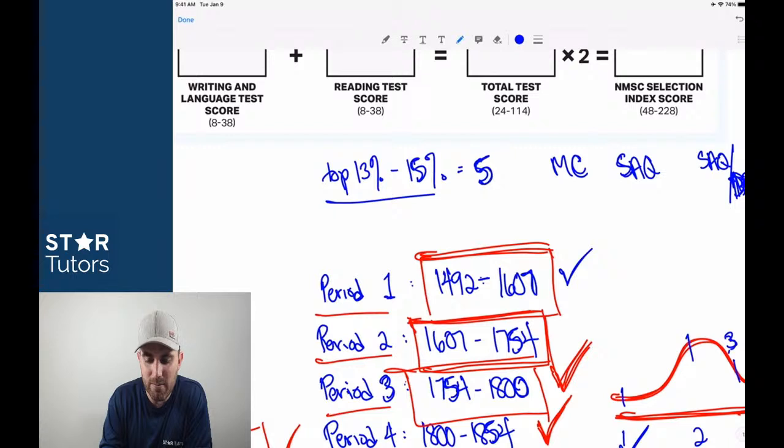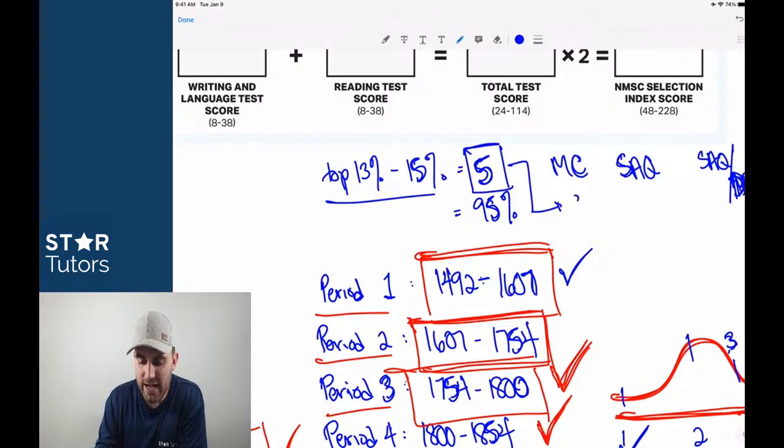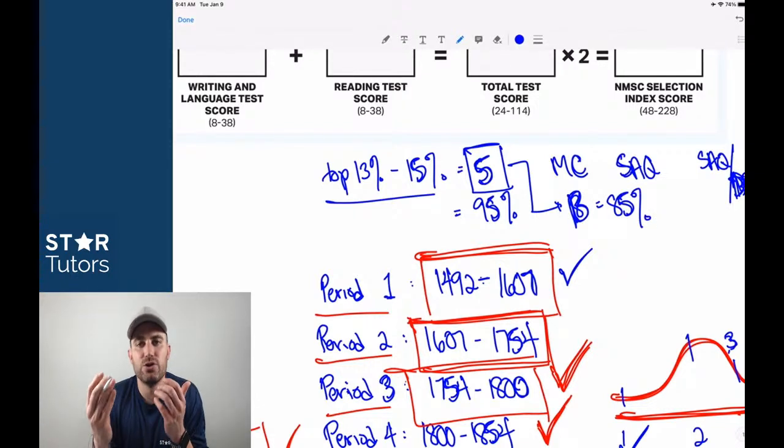Now, what I want you to think about is that usually we would associate a 5 with like a 95%, right, which is an A. But what I'm telling you is that a 5 on this test, or at least historically, has been the equivalent of an 80, let's call it a B, right, an 85%, just for the sake of the video. It's equivalent to an 85%.